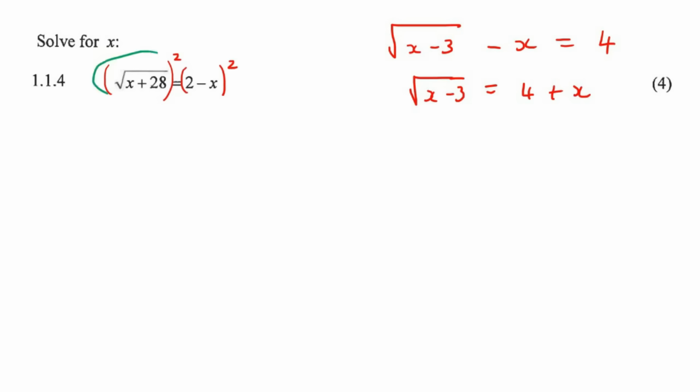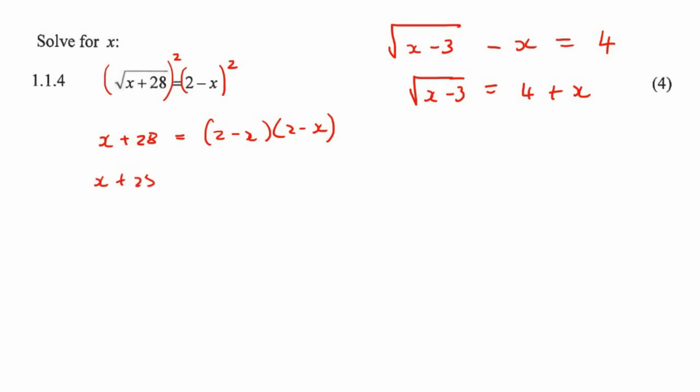Now on this side over here, this 2 is going to completely cancel out that square root. Okay? So you're going to end up with just x plus 28. On the right hand side, please be careful, guys. A lot of you just put the 2 into the bracket like that, but you must rather do double brackets, unless you really know how to do it in one step.